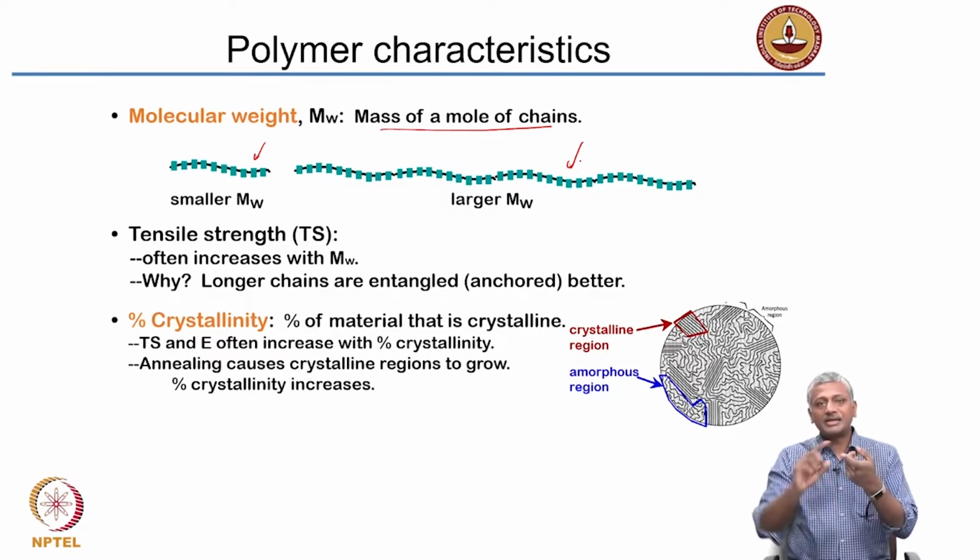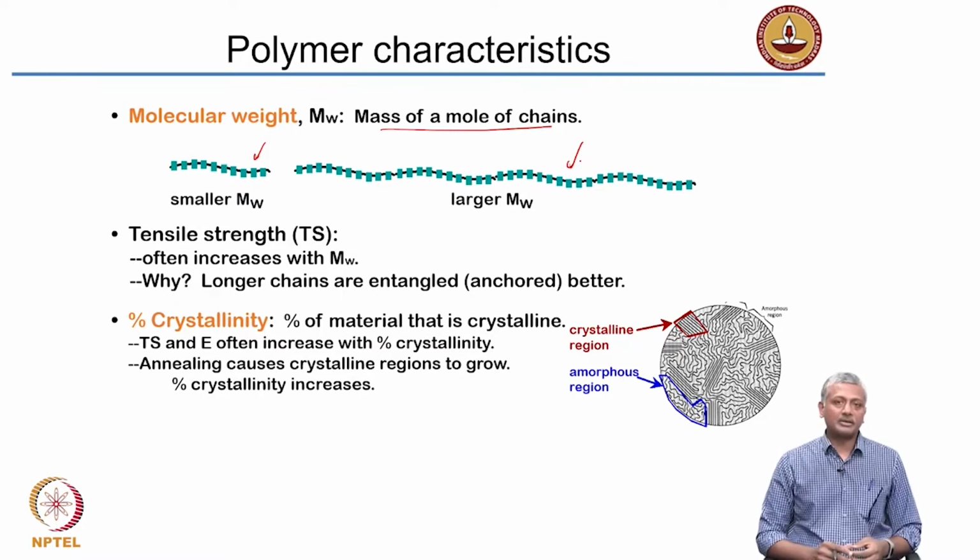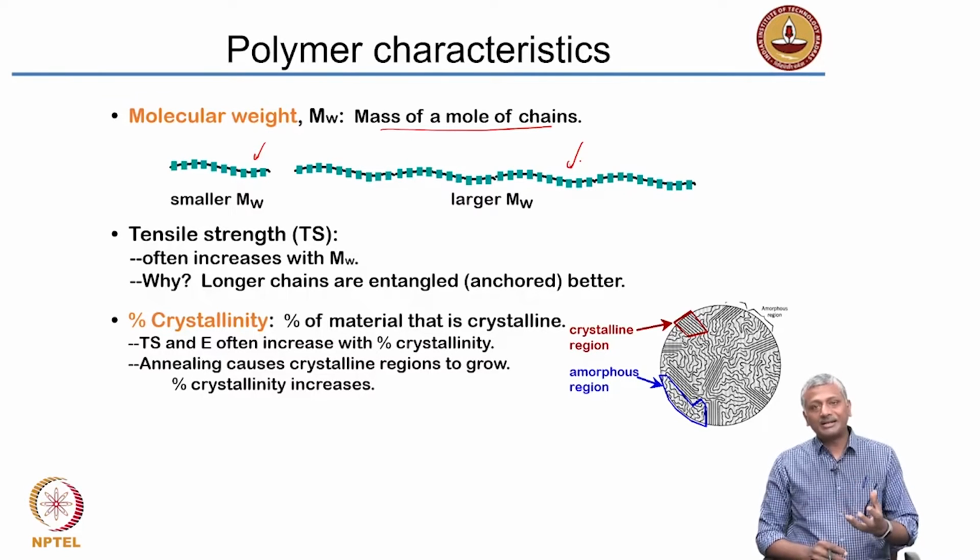But what will happen is they will start intertwining with each other because these are long chains. So, this intertwining will tend to increase the extent of strength that you can get out of this material. Okay? So, longer chains are entangled or anchored better. So, tensile strength obviously depends on molecular mass.